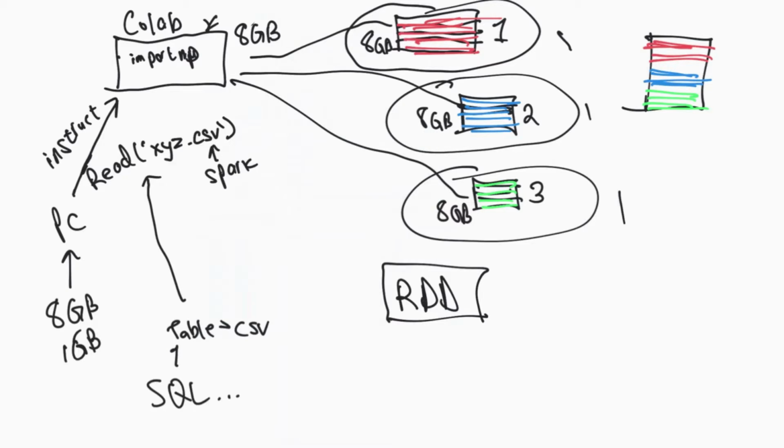PySpark is writing Python code to pretty much perform transformations on this RDD. So let's look at some examples. Okay, so suppose we had the following list of numbers.